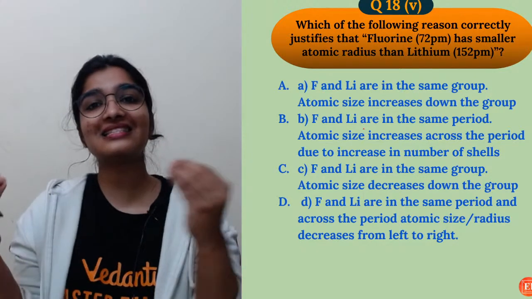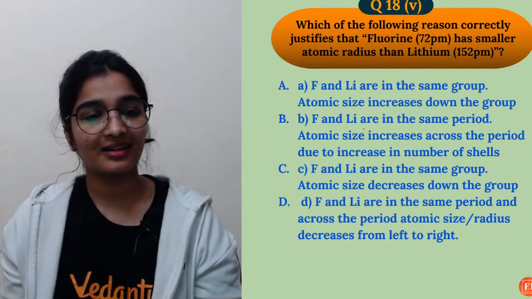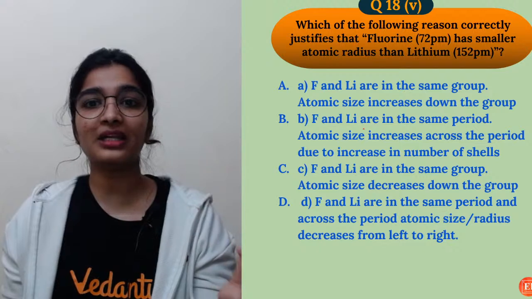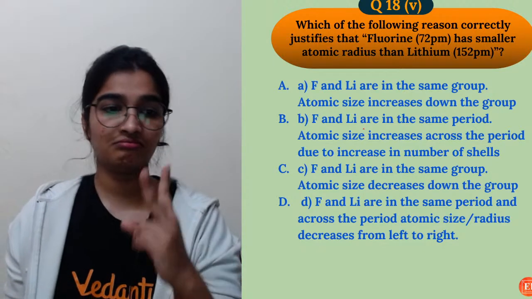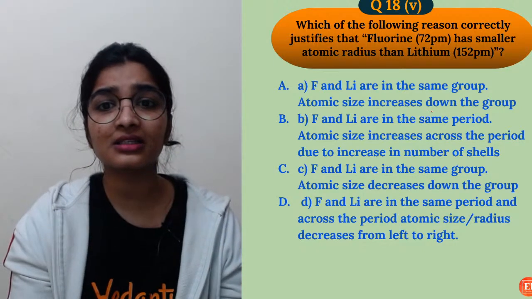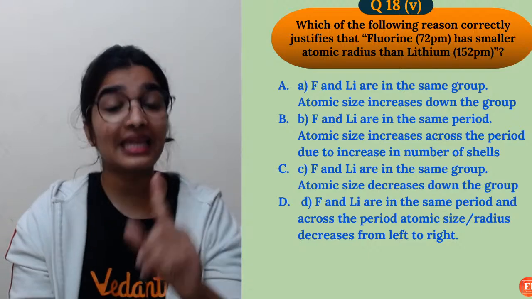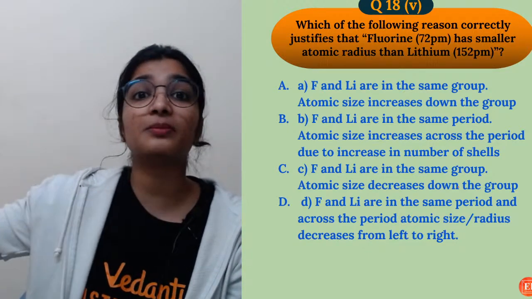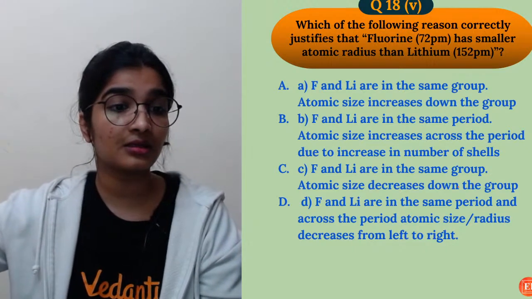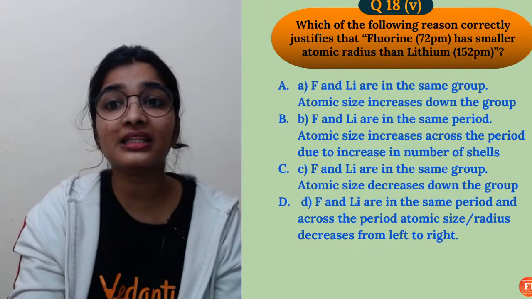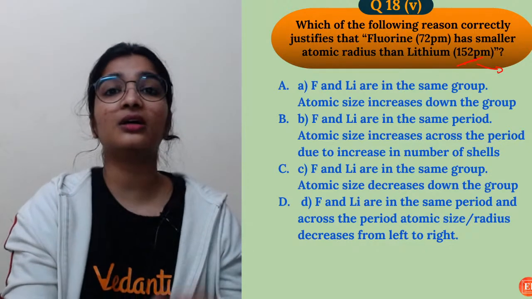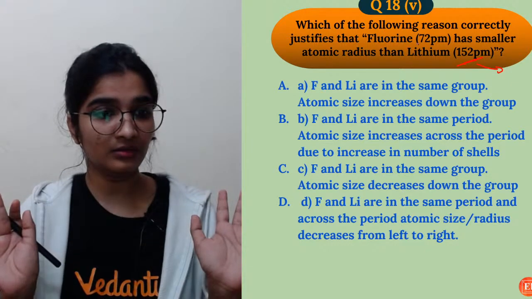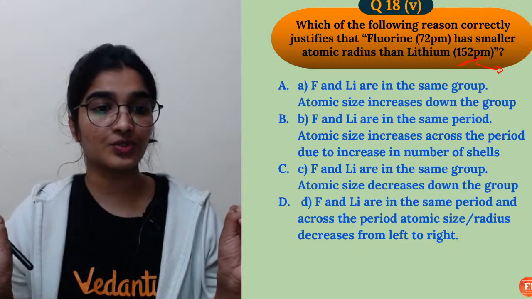Yes, they are in the same period, right? Second period, very good. No confusion. So they are in the same period. What happens to the atomic size across the period? It decreases. So obviously lithium's atomic size will be more compared to fluorine. Simple, no? Please don't get confused.